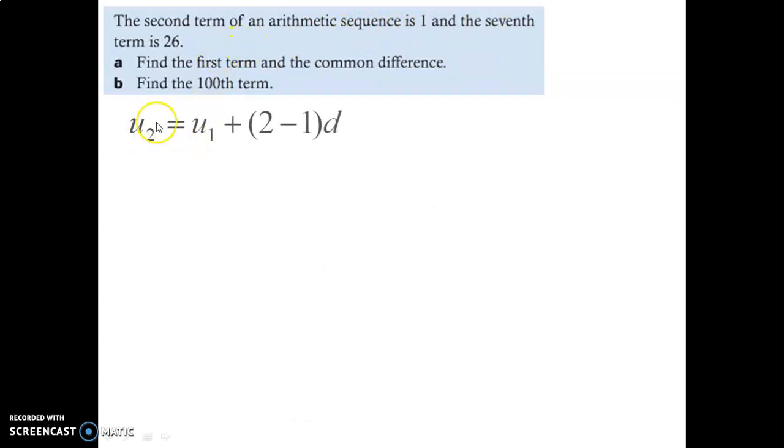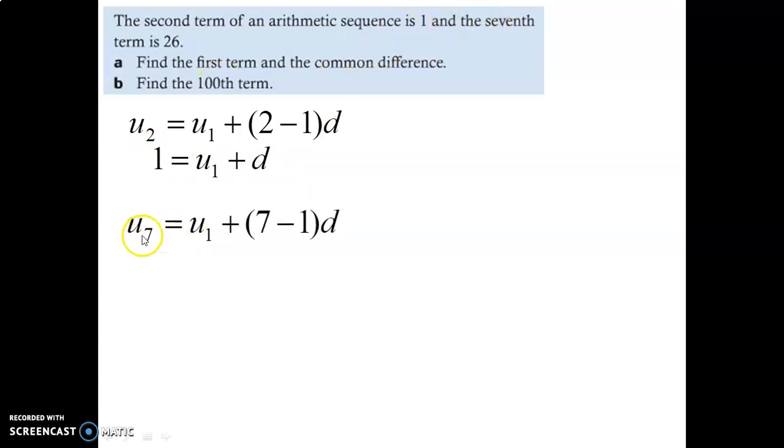So again, we know the second term, so I'm going to write this equation. There's our general rule, u2, u1, and then we put that 2 in because n is 2. There's that rule. Okay, and we know u2 is 1, so I'm going to write that out. So like I told you, remember, you have an equation with 2 unknowns, so that's not solvable. So let's write another rule for the other thing it tells us, which is the 7th term.